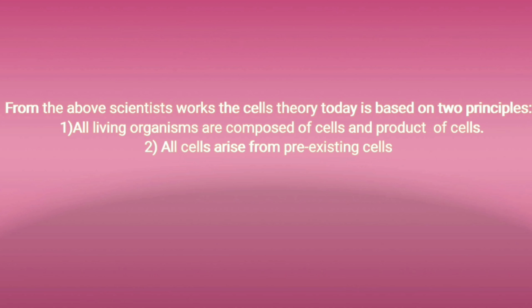At that time, there came a man known as Rudolf Carl Virchow in 1855. He explained that new cells could be formed only by the division of pre-existing cells. From the above scientists' works, the cell theory is now based on two cardinal principles. The first one, all living organisms are composed of cells and products of cells. And the number two, all cells arise from pre-existing cells.